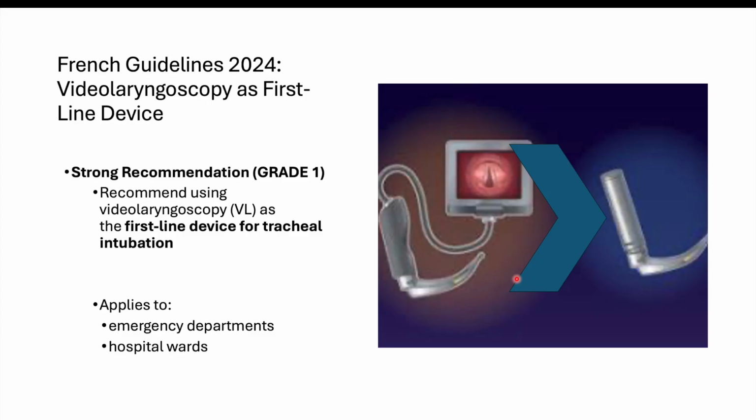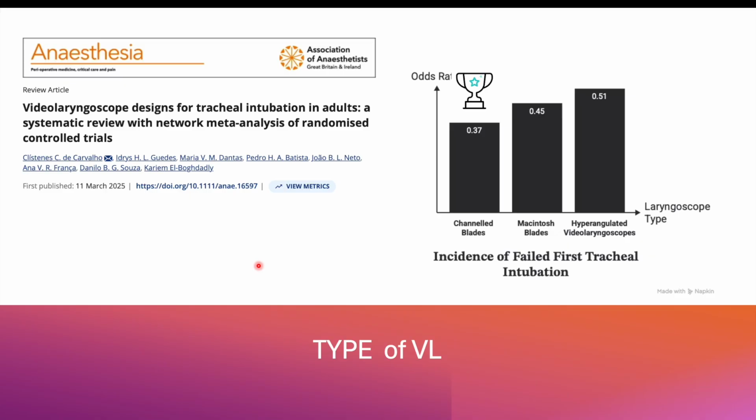Based on this, the guidelines strongly recommend that VL should be used as a first line device for tracheal intubation in emergency settings, that is, non operation theatre settings. Now, we know that the VL is better and it should be used as a routine intubating device. However, as we have learned that there are three types of VL scopes, so which one is the best?